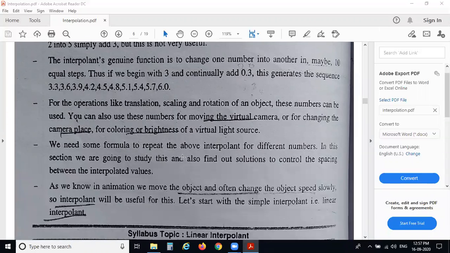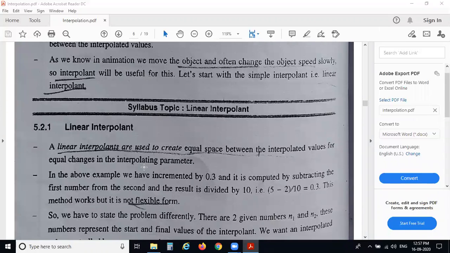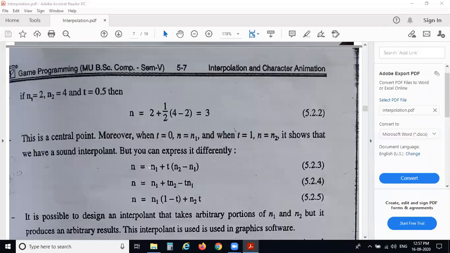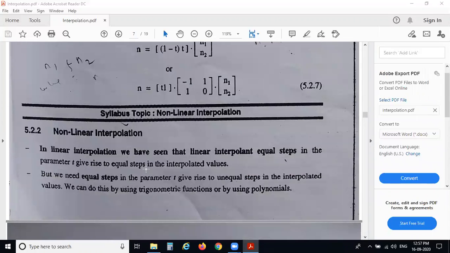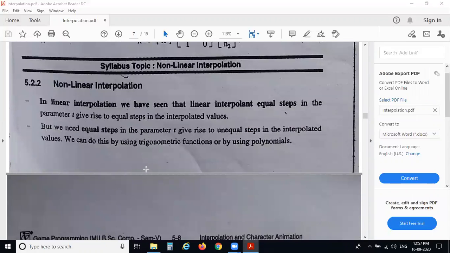In the last lecture we studied point linear interpolation. Next we study non-linear interpolation. In linear interpolation we have seen that equal steps in the parameter t give rise to equal steps in the interpolated values.